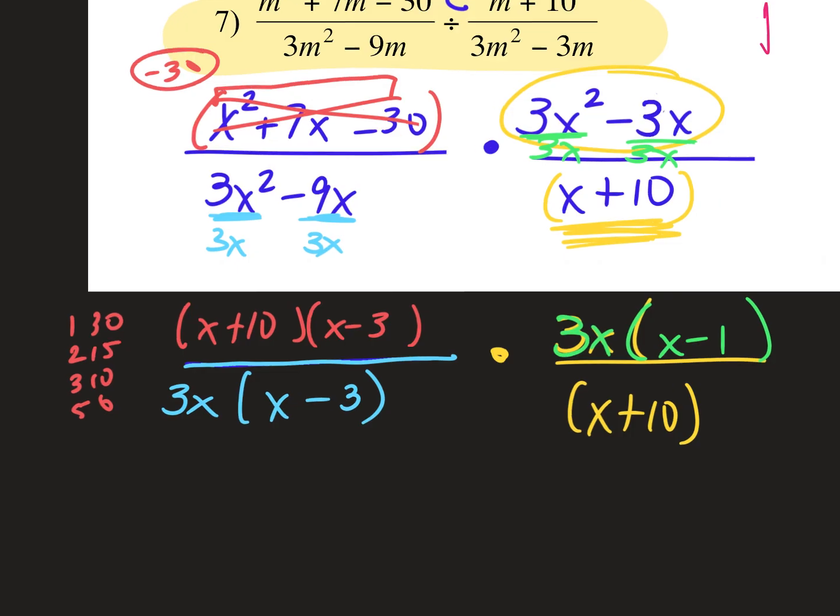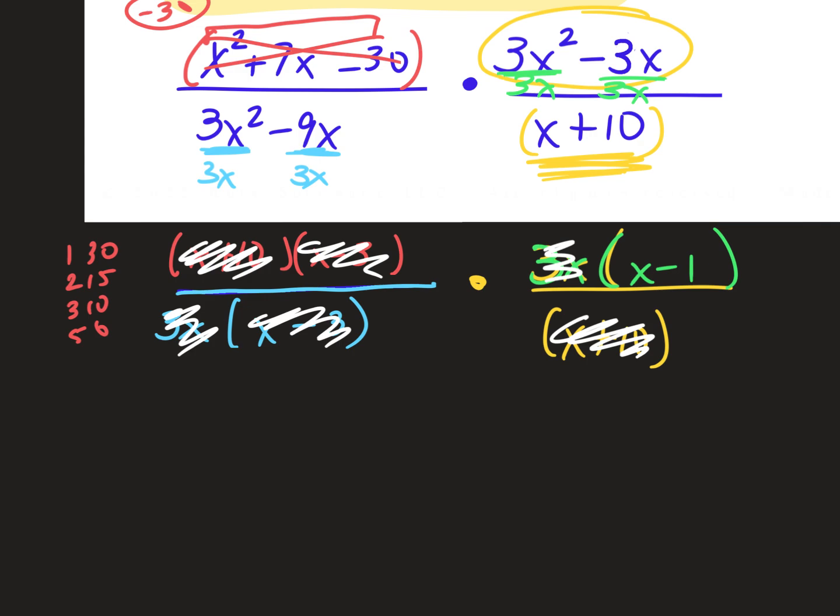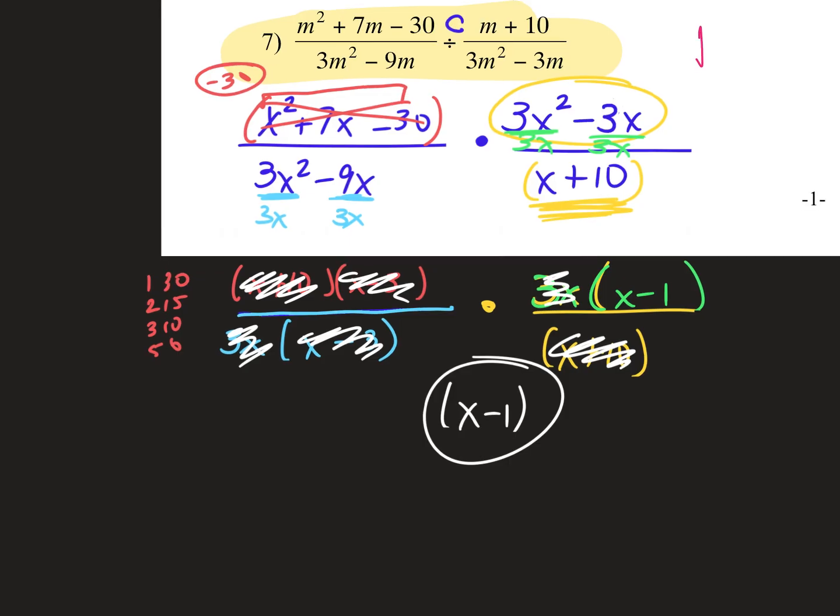So you just look for anything on the top that's the same as anything on the bottom. What do we notice? I see an x plus 10 up here and an x plus 10 down here. What else? X minus 3 here, and I have one down here. Good. And 3x here, and 3x here. So that whole problem leaves me with what? Just x minus 1. Perfect. All right, so 3 of your free responses are just right there.